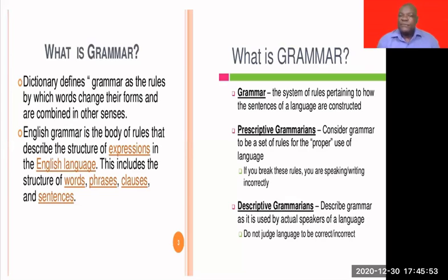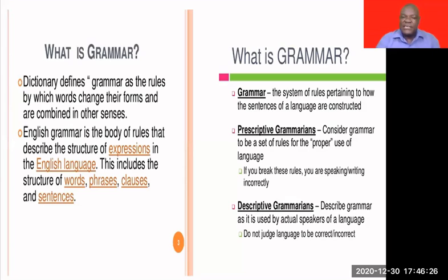Then we have different approaches. The prescriptive grammarians, especially the traditional grammatical theorists, consider grammar to be a set of rules for the proper use of language. So if you break these rules, you are speaking or writing incorrectly. That is the prescriptive grammarians.